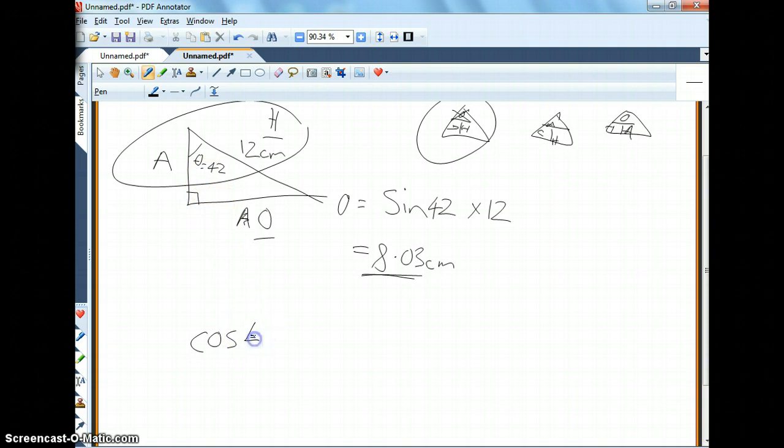Cosine of the angle, 42, is equal to 12 over A. Sorry, A over 12. I'll do it the way you do it. Cover up the one I'm looking for, which is A, right? So you multiply H by the cosine of the angle, so it's 12 times cosine of 42 will give you the A.